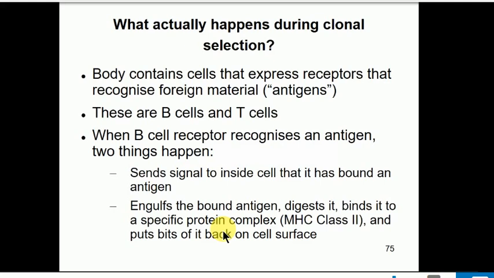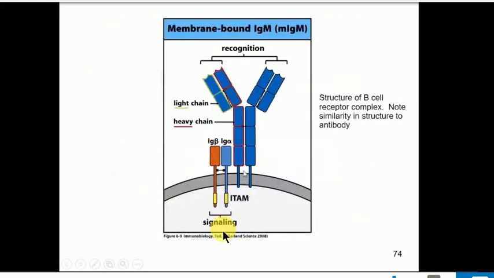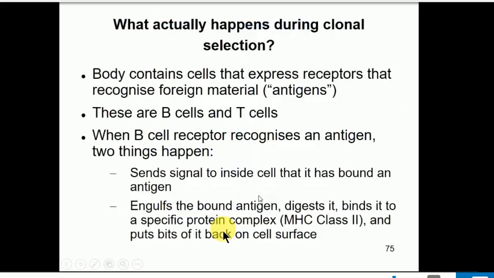So the first thing that happens is the B cell receptor recognizes a foreign antigen. That might be a toxin, it might be a protein on the outside of a bacterial cell, it might be a viral protein, all sorts of different things. That causes a signal to go to the inside of the cell to say that something's been recognized. The B cell then takes in that whole receptor complex with the antigen bound to it, and it scrunches it up. It basically cuts it up into small peptides.